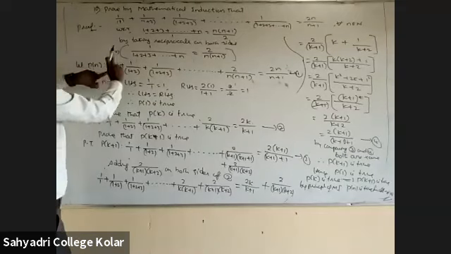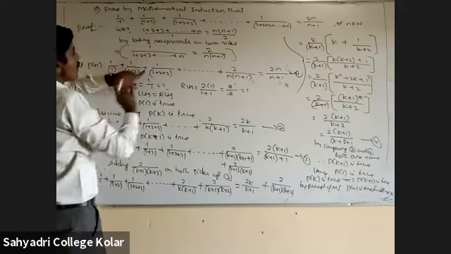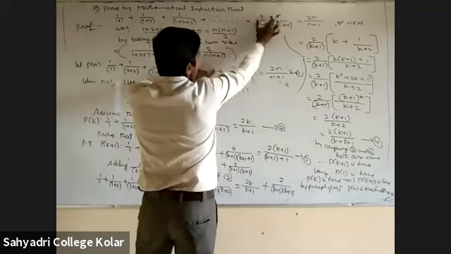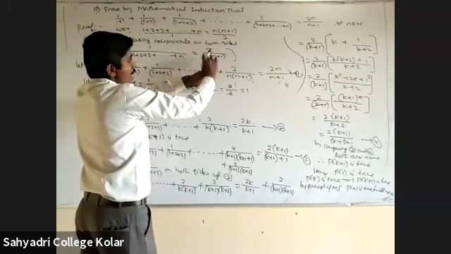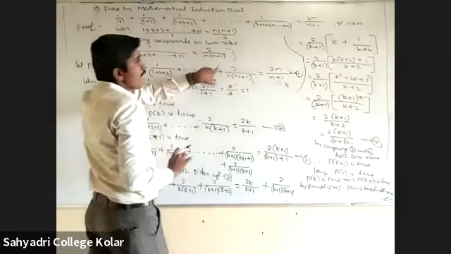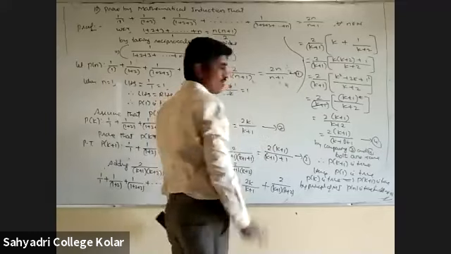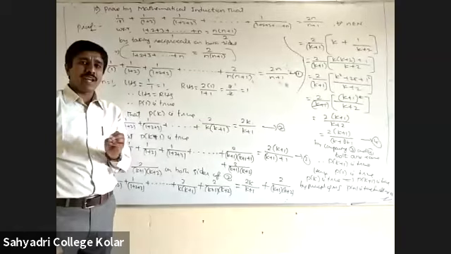Let P(n) stand for 1/(1·2) + 1/(2·3) + 1/(3·4) + and so on. This total value I am denoting as 2n/(n+1), that is, the RHS is 2n/(n+1), which we call equation 1. First condition: verify P(1).